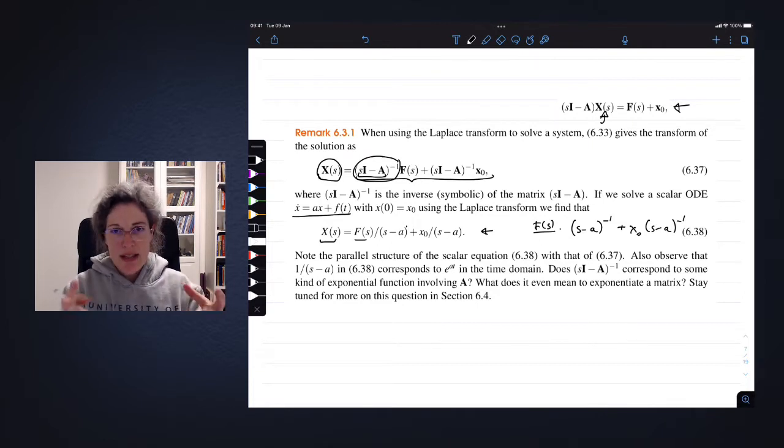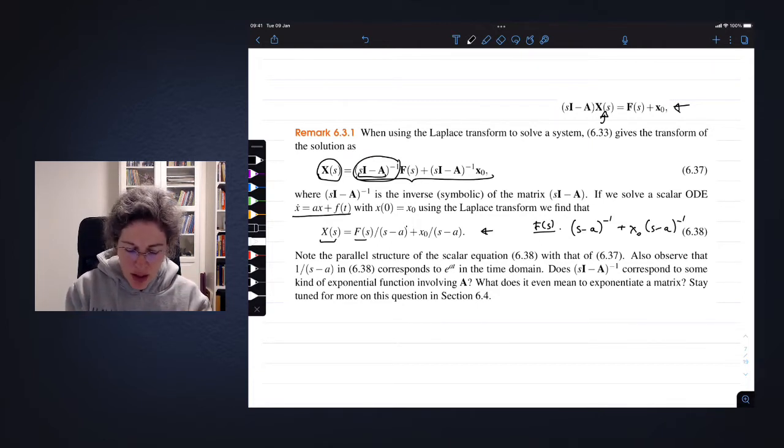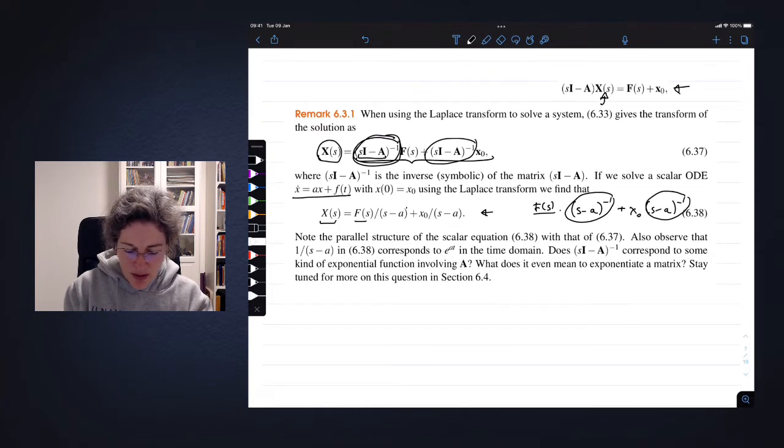So it seems like there's this kind of parallel going on. We've got the inverse of this matrix here, and we've got the inverse of the scalar here, s minus a. And again, same thing over here. We've got the inverse of this matrix here, which looks like this scalar over here. And we know that each of these scalars corresponds to an e to the at.